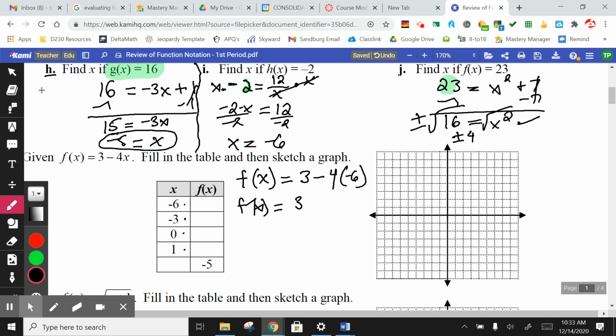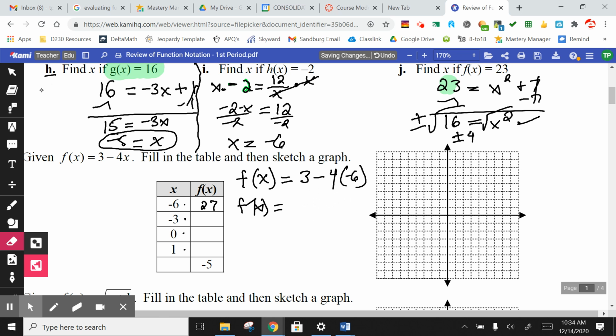All right, and then a -4 times a -6 should be a positive 24. So this should give us a positive 27. Okay. When we go to do our next one, so let me erase this. Is there a way we can plug this in our calculator?